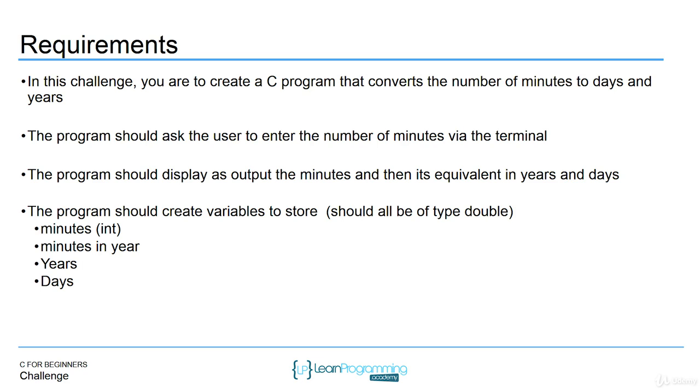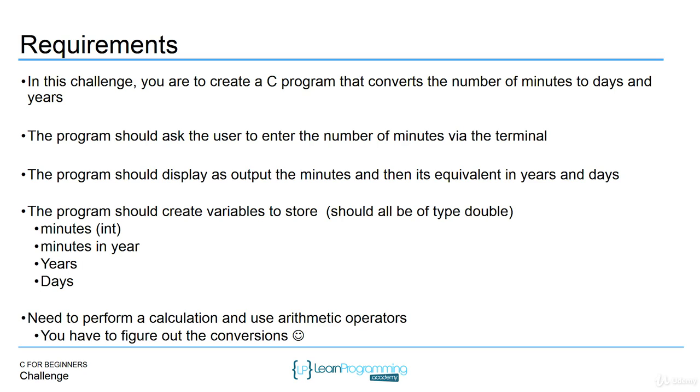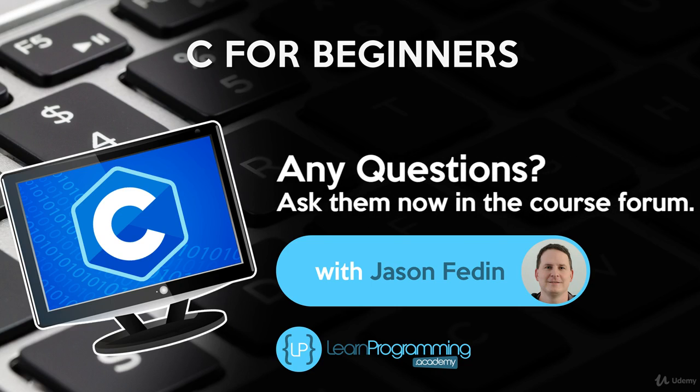But what I expect to see as output is this conversion, right? So you need to perform a calculation using all the arithmetic operators. You have to figure out the conversions. I'm going to provide a nice demonstration of how I'm going to implement this, but I would expect something very similar, creating some variables, using the actual scanf function to read an input into a variable, and then assigning those variables some calculations. I think you'll need to use the division, multiplication operators, as well as the modulus operator for days, I would think.